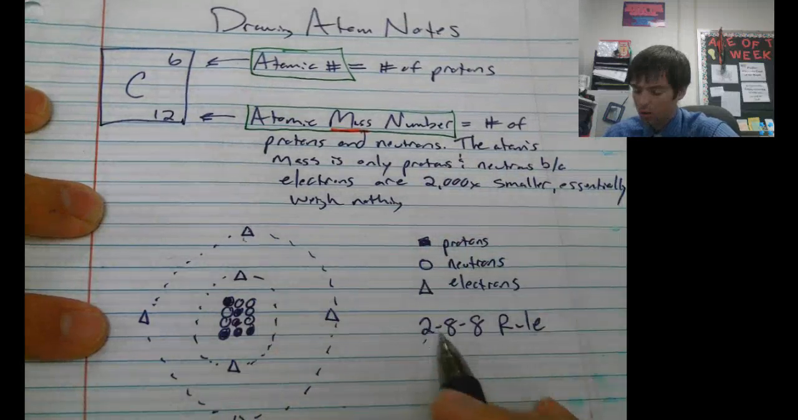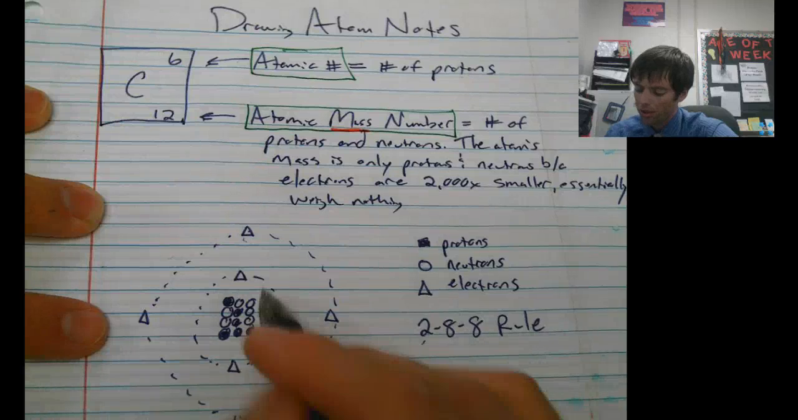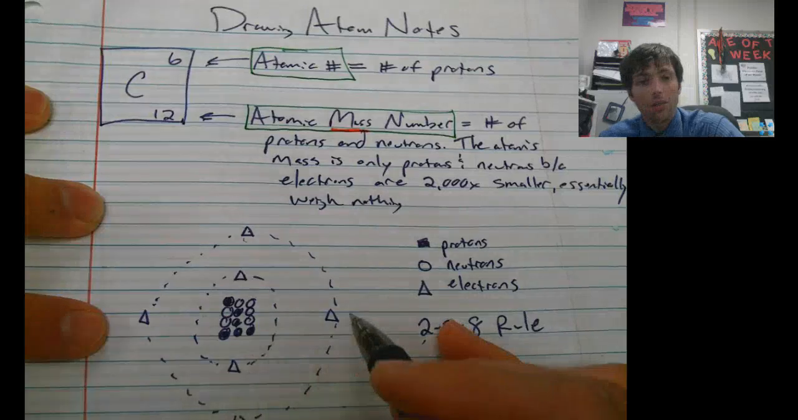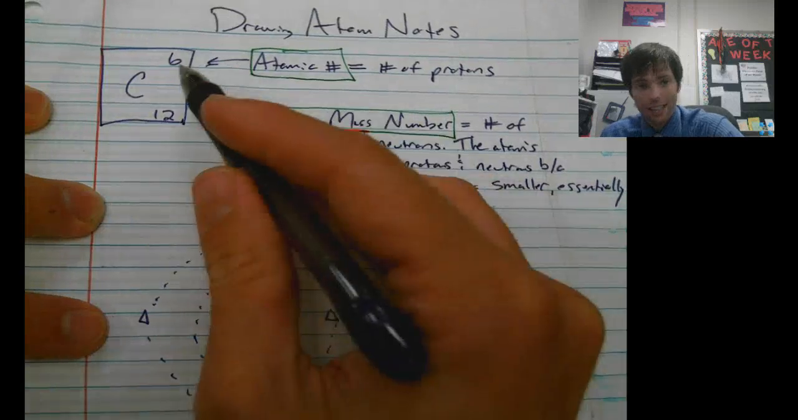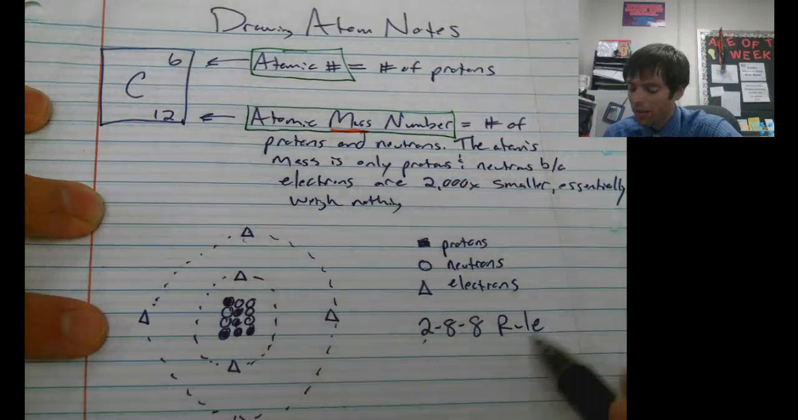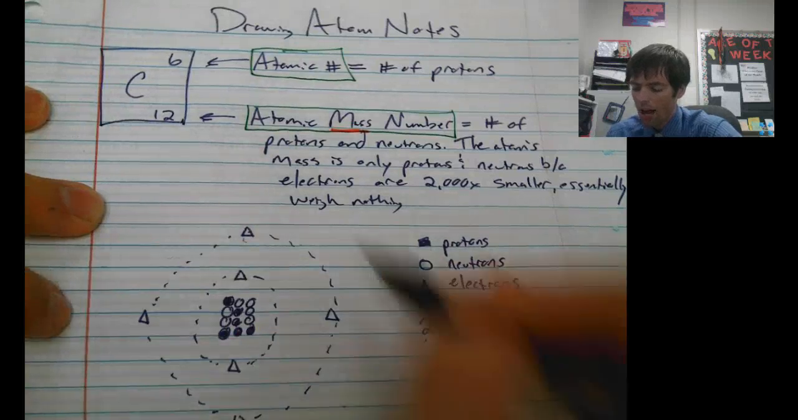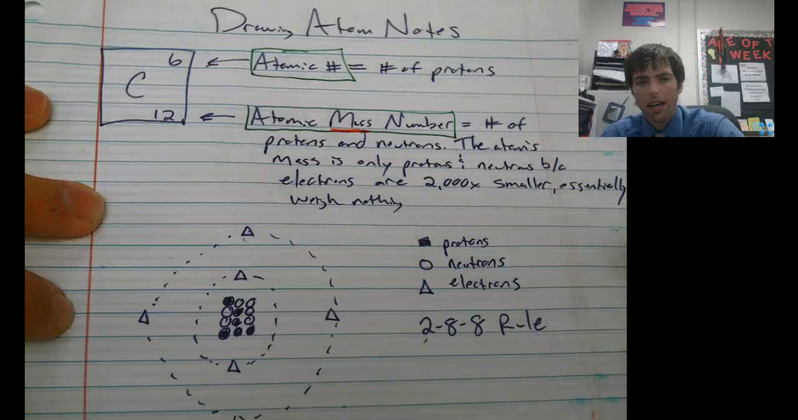And I'm following my 2-8-8 rule. The first 2 go in the first orbital, and then up to 8 more can go in this one, but I don't need 8 because carbon only has 6. And if I had an even bigger element, it would go all the way up, and I'd put the next ones on another ring all the way around. So that's a pretty good looking carbon atom.